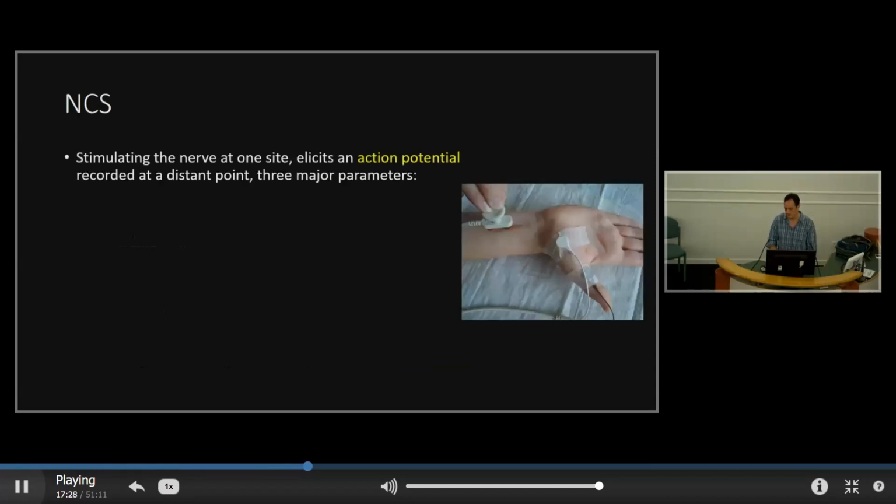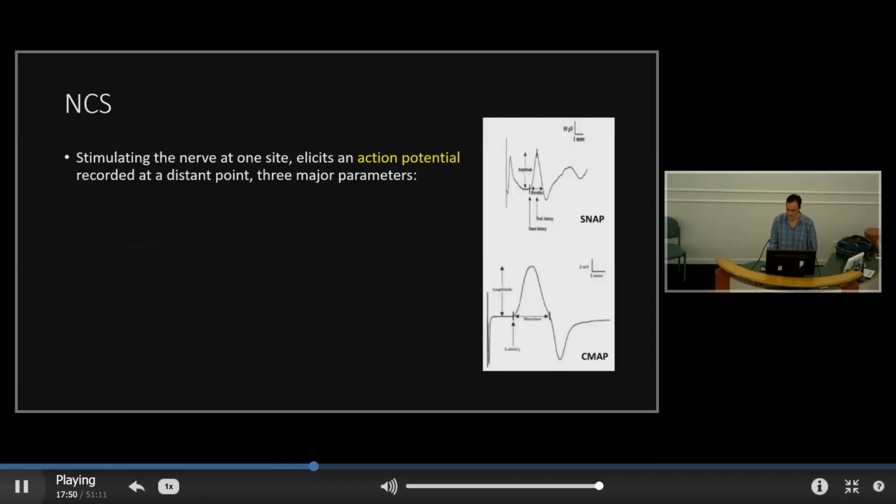Okay, nerve studies. Not a lot of people learn about nerve studies unless they actually become neurologists. So they're quite straightforward. You stimulate the nerve at one site. This elicits an action potential from a neuron, or a group of neurons, I should say. And then you record those action potentials at a distant point. There's really only 3 major parameters. We talked about SNAPs and CMAPs. SNAP is sensory nerve action potential, and CMAP is compound muscle action potential, or compound motor action potential, rather. So you want to look at amplitude.